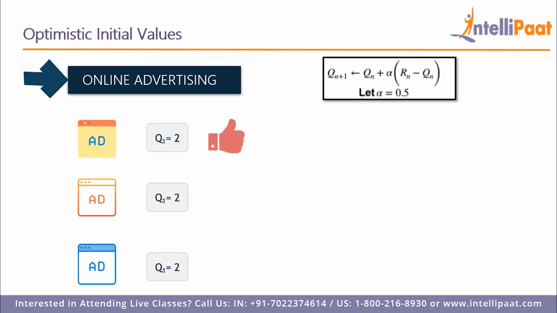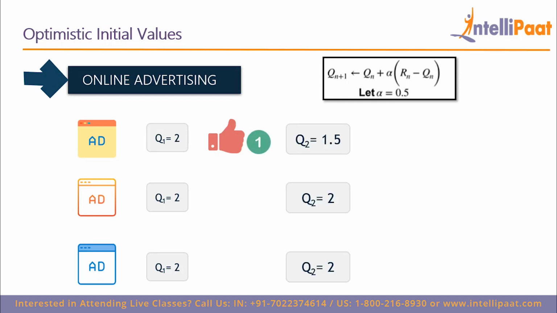So the first person logs onto the website, and because the values of the actions are equal right now, we'll choose an ad randomly. We choose the first ad to display, and the person clicks on the ad, so we'll give a reward of 1. Now if you calculate the estimated values, you can notice that the estimated value for the first ad will decrease from 2 to 1.5, even though the ad was a success. This is because the reward was 1, which is actually less than our initial optimistic estimate of the value.